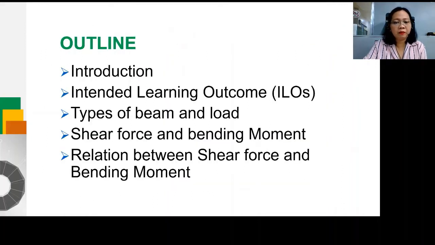So the outline of the presentation is as follows. First we have introduction, then the types of beam and load. Therefore, we will discuss what type of support the beam have and the reactions of that particular support. Then the shear force and bending moment, its definition and application. And finally, the relationship between shear force and bending moment.